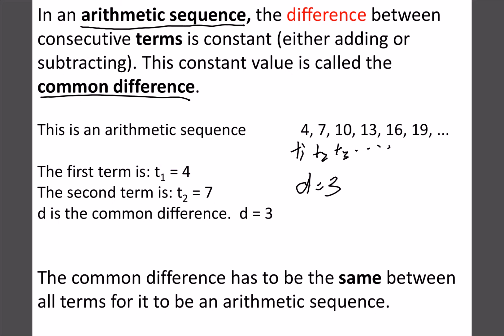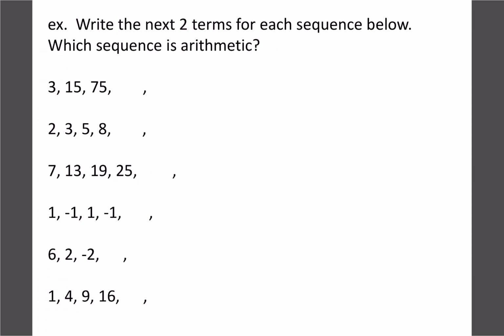The first thing to remember is that our common difference has to be the same. It's asking us to write the next 2 terms and then decide if it's arithmetic or not. You can see in this first one, we're going from 3 to 15, so that means we're adding 12. If we add 12 again, that doesn't give us 75. You can see we're actually multiplying, in this case, by 5. So there's a pattern, but it's not arithmetic. It's going to be some other type of sequence. If we go 75 times 5, we get 375, and times 5 again, we get 1875. So that one's not arithmetic.